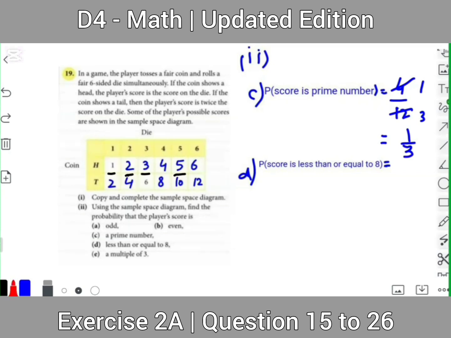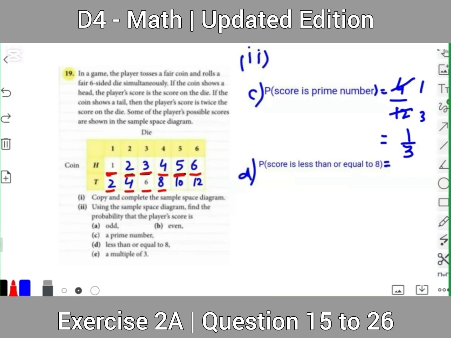Now in part D, we have to find the probability that the player's score is less than or equal to 8. First, we have to mark the scores that are less than or equal to 8. So 1, 2, 3, 4, 5, 6, 7, 8, 9, and 10. Here are the 10 scores that are less than or equal to 8.